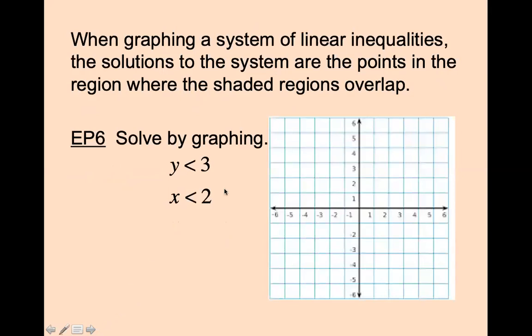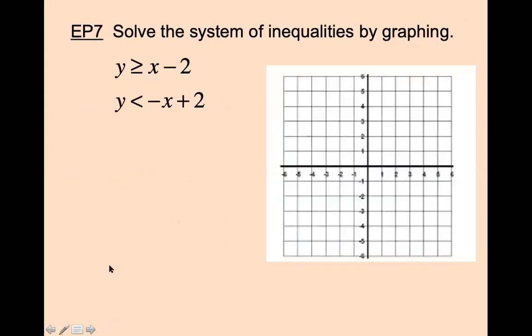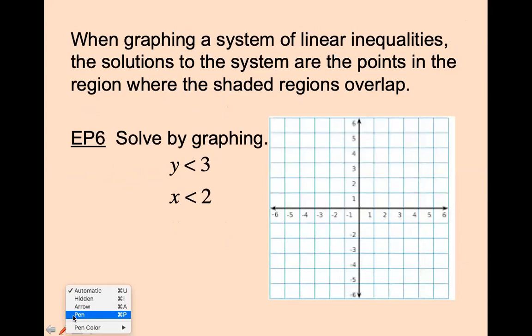All right, let's look at some graphing. It says when graphing a system of linear inequalities, the solutions to the system are the points in the region where the shaded regions overlap. So this first one, I have y is less than 3. Y is less than 3, that's a horizontal line. Notice it's not equal to, so I'm going to make a dotted horizontal line at 3 on the y-axis. My solutions are all the points that are less than 3, so anything down here. I'll just color those with those lines.